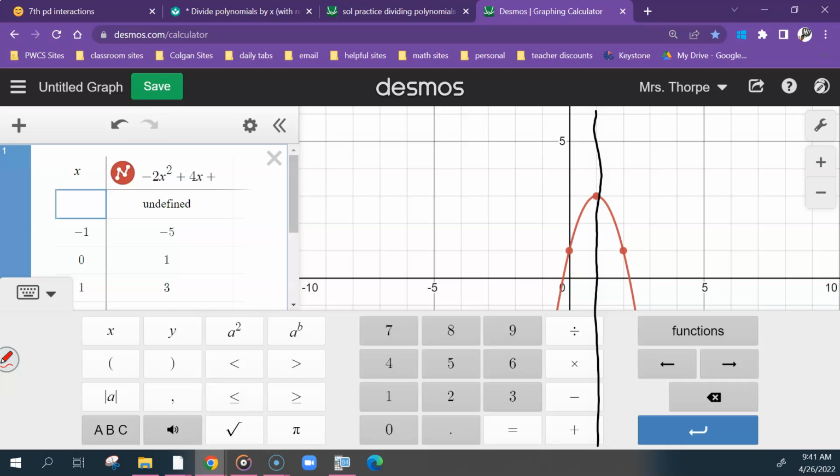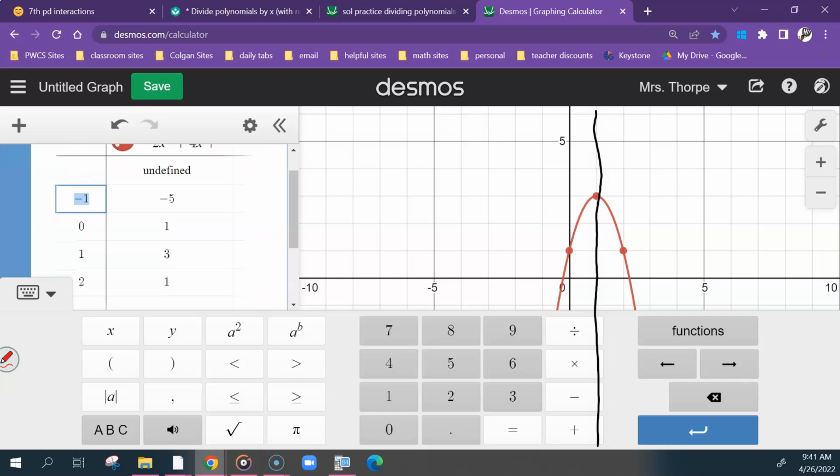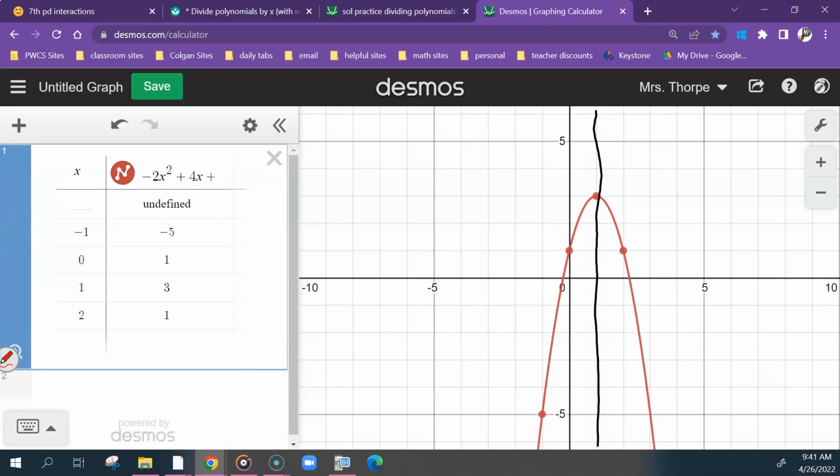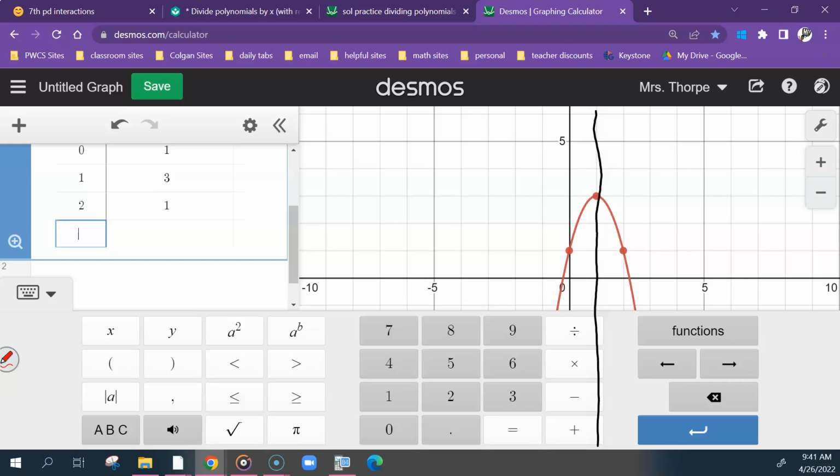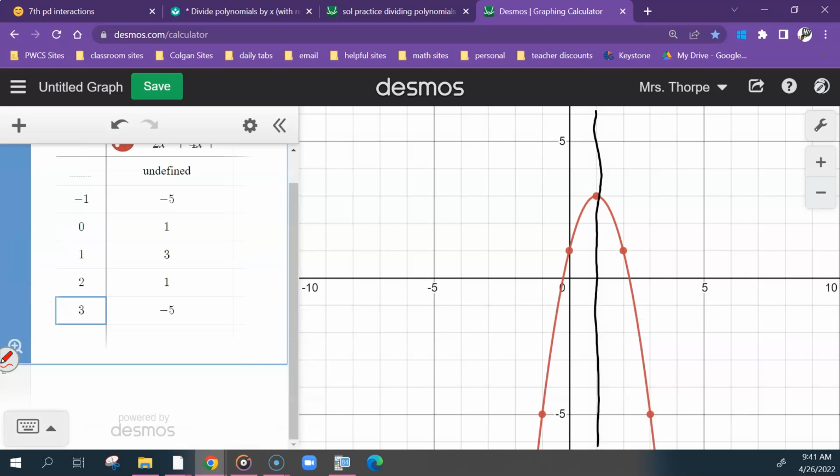Because this already goes back to, I'm just going to ignore that one for now. And then go up one more to 3. Now I have 5 points that I could graph. And I'm just going to fill in my table with these 5 points. Negative 1, negative 5, 0, 1, 1, 3, 2, 1, 3, negative 5.